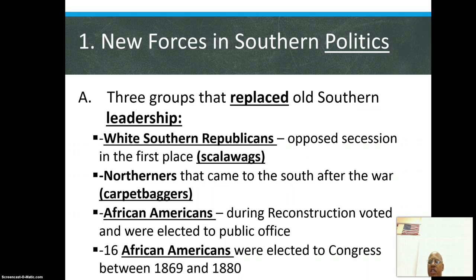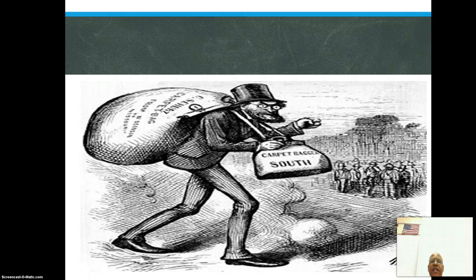And then you have this large African-American group, which the Republicans pushed to get the right to vote, who are now a part of Southern politics. Again, you have 16 African Americans between 1869 and 1880 to hold office. This is a political cartoon we're going to analyze, to give you an idea of a rendition of what a carpetbagger is and what it meant. We'll take some time to analyze this picture in class.